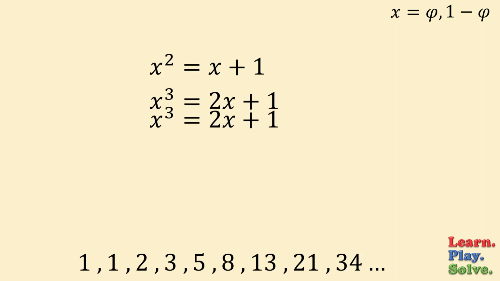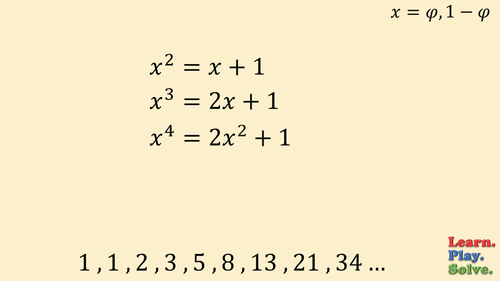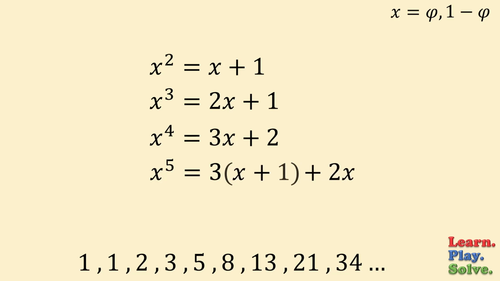Let's do that again with this equation. Multiply every term by x, and again, replace the x squared with x plus 1. Distribute and combine like terms to get 3x plus 2. One more time. Multiply by x, and simplify to get 5x plus 3.